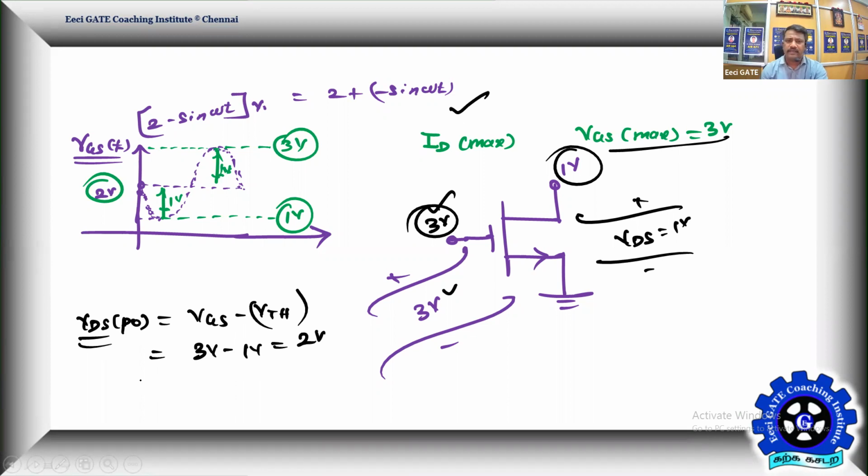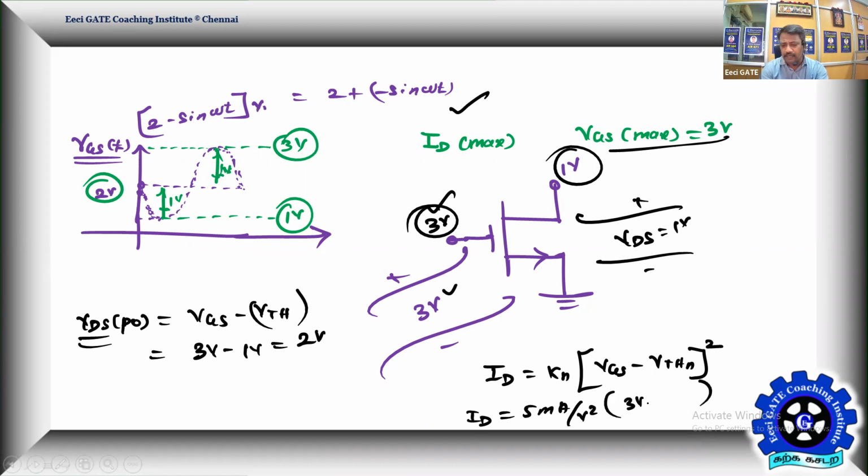Usually we assume the device is in saturation, so we go for the saturation current. So ID will be equal to Kn, already determined, into VGS minus V threshold of NMOS, the whole square. So ID is equal to 5 milliamps per volt square, which is already known, and VGS is now 3 minus 1, the whole square. 3 minus 1 whole square is going to be 2 whole square, which is 4. 4 volt square into 5 milliamps per volt square will result in a current of 20 milliamps. And this is subject to verification.